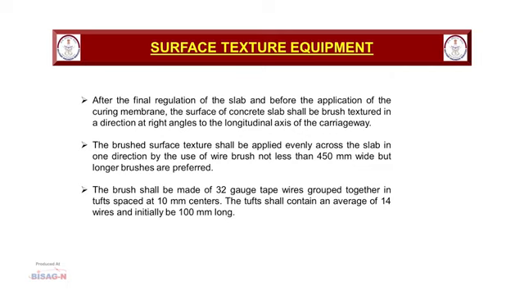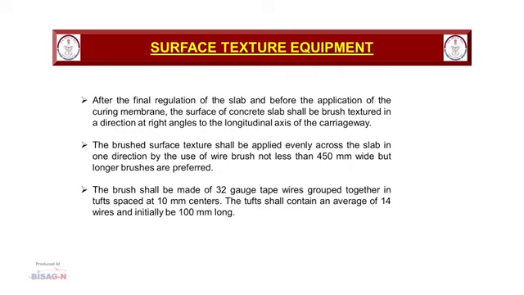Surface texture equipment. After the final regulation of the slab and before the application of the curing membrane, the surface of the slab shall be brush textured in a direction at right angles to the longitudinal axis of the carriageway. The brush surface texture shall be applied evenly across the slab in one direction by the use of a wire brush not less than 450 mm wide, but longer brushes are preferred.